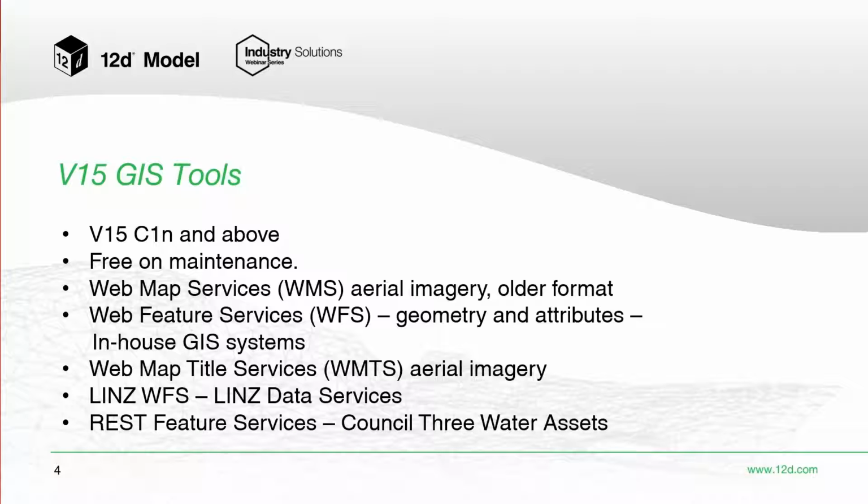Then finally, we've got the REST features, which is predominantly Three Waters Council as-built. But if the entity has an Esri GIS system and they have publicly facing web maps, those are generally being created using the REST feature within the Esri ecosystem. That allows 12D and other providers to consume those links, they are HTML links, and bring them into the software and then apply symbology and line styles to that data, but the attributes are driven by the GIS system.